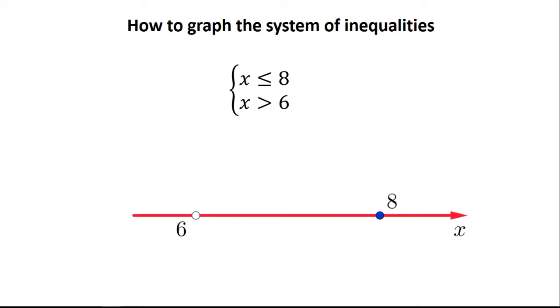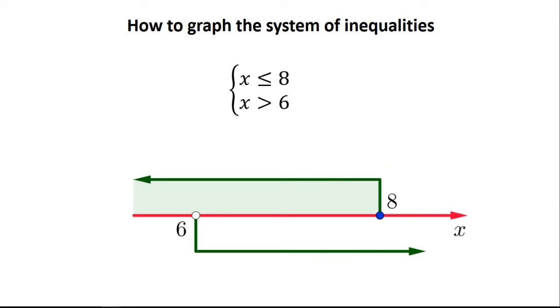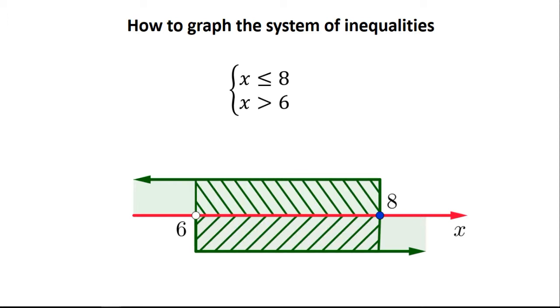So any point to the left of the point 8 and any point to the right of the point 6 do satisfy both inequalities of the system. So the required solution looks like this. It's just the part of the number line where both intervals overlap. So that's the way you can graph a system of inequalities with only one variable.